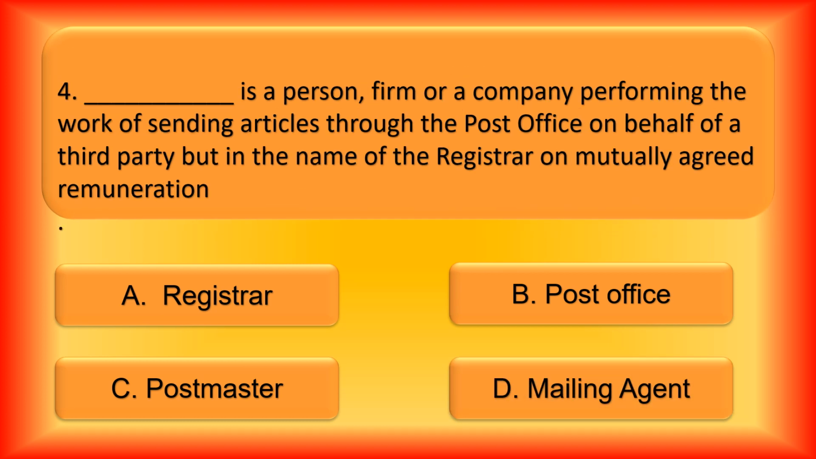Question number 4. Dash is a person, firm, or a company performing the work of sending through post office on behalf of third party, but in the name of register on mutually agreed remuneration. Option A, register. Option B, post office. Option C, postmaster. Option D, mailing agent. The correct answer is option A, register.